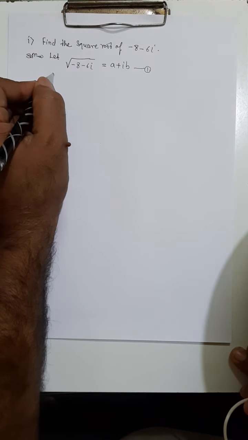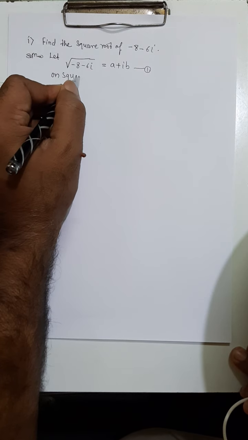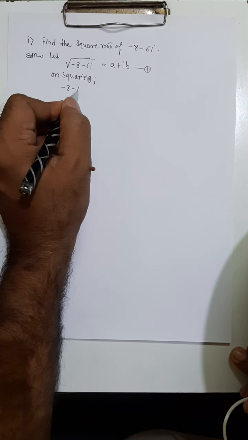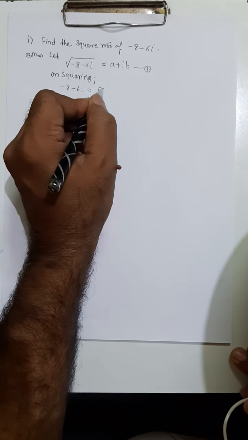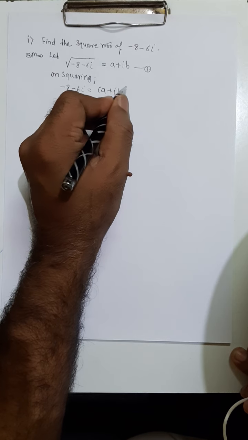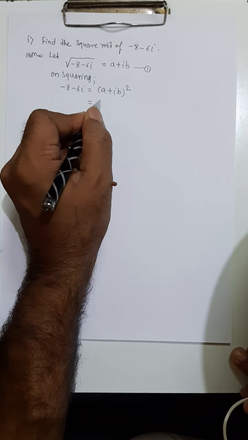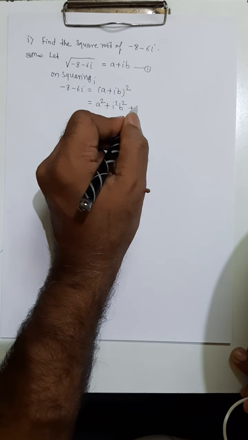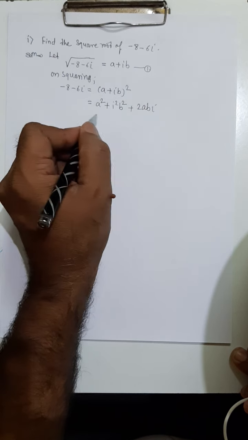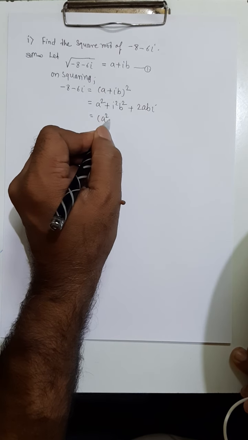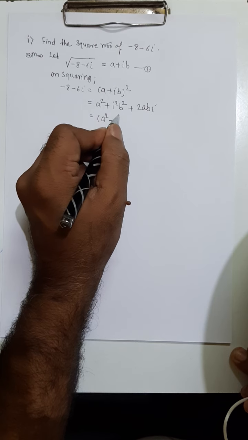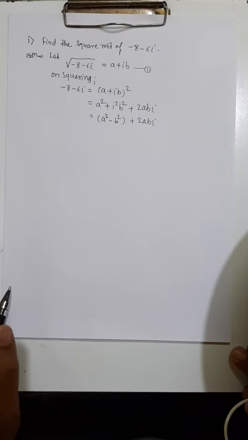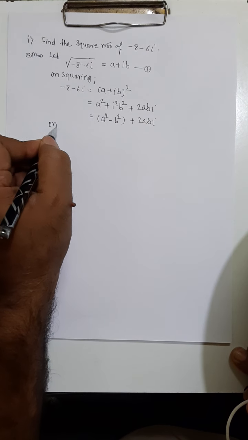Next step, on squaring, so we get here minus 8 minus 6i is equal to (a plus ib) whole square. Simplify right side, a square plus i square b square plus 2abi. So we have a square, i square means minus 1, that is minus b square plus 2abi. And then compare both sides.